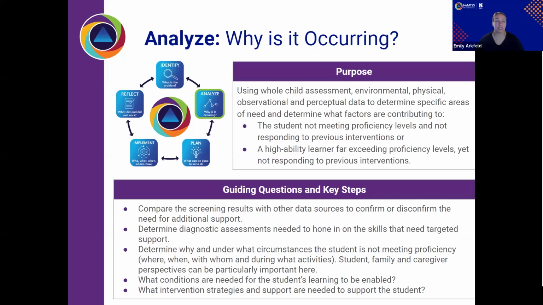We'll need to determine additional diagnostic assessments needed to hone in on the skills that need targeted support. We will determine why and under what circumstances the student is not meeting proficiency. We will look at what conditions are needed for the student's learning to be enabled and what intervention strategies and support are needed to support the student. We also want to ensure that we are using student, family, and caregiver perspectives, as they can be particularly important in this step.